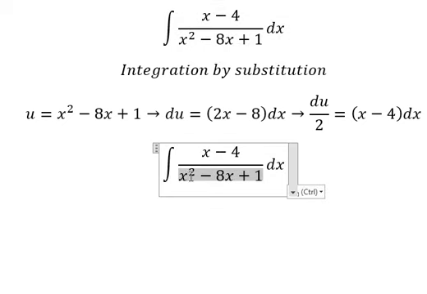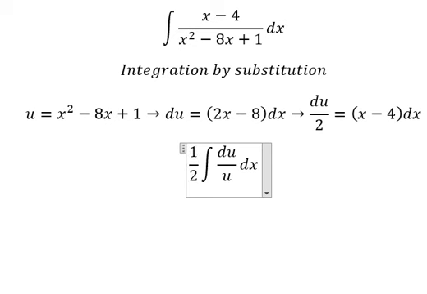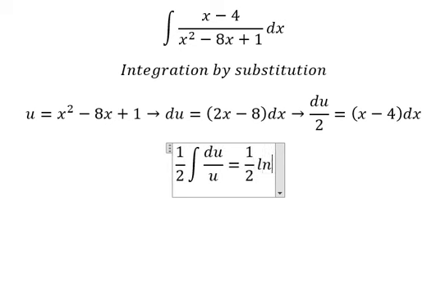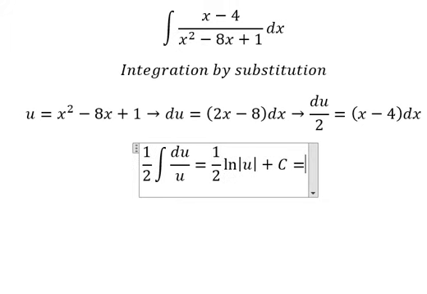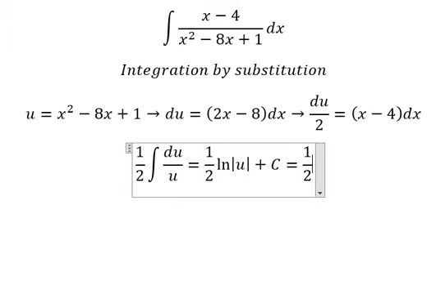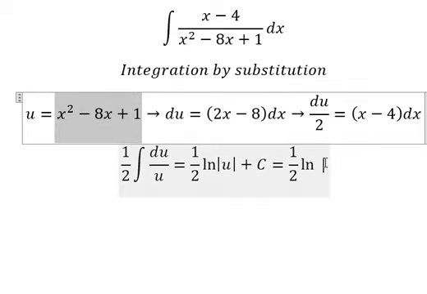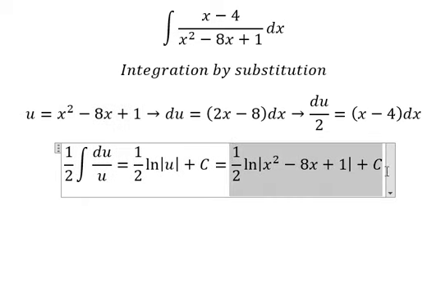So this one we change to u. x minus 4 dx, we change to this one. The integration of this one, we have ln of the absolute value of u, and we put c. Then u is this one, and this is the final answer.